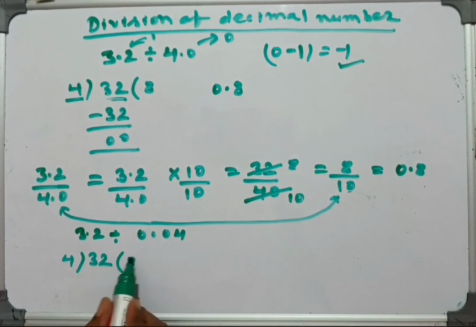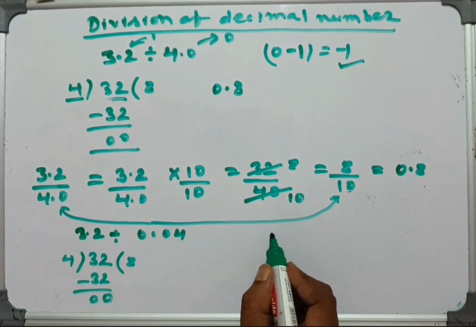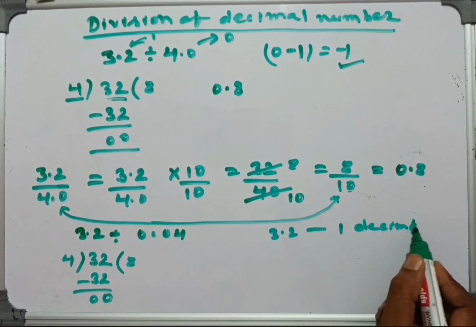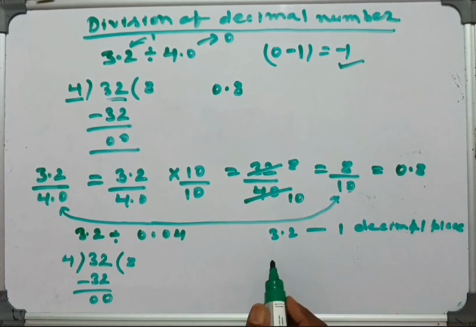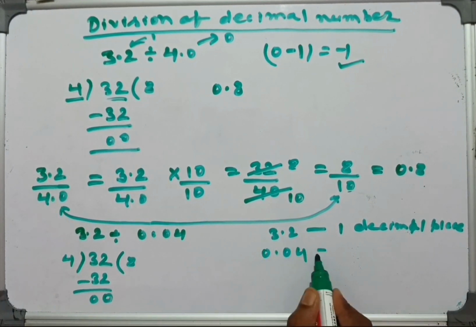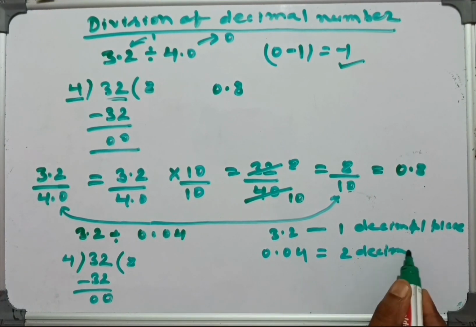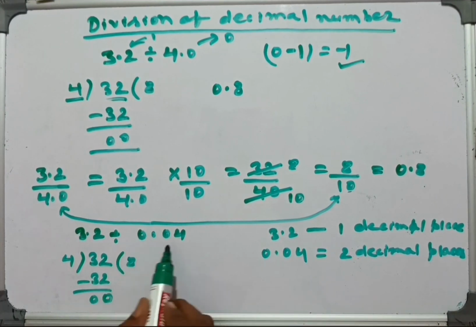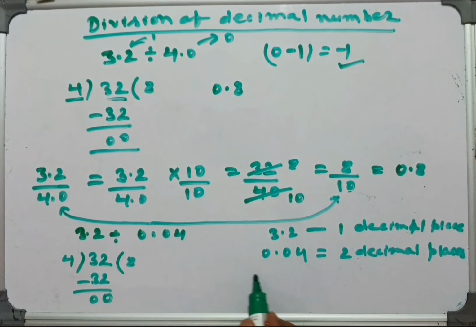For division, this is 8, this is 32, then this is a 0. See, 3.2 has 1 decimal place. Now this 0.04 has 2 decimal places. Now what you have to do: the denominator part has 2, so you subtract 2 minus 1, so this becomes 1. See, 1 here is a positive sign.